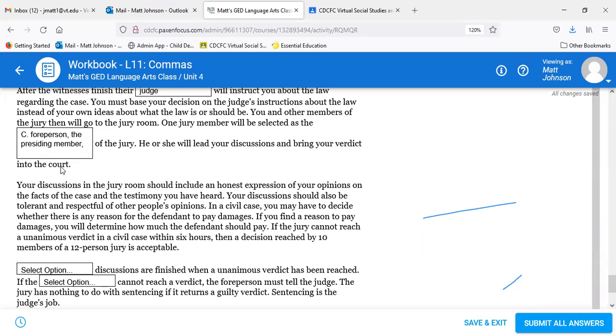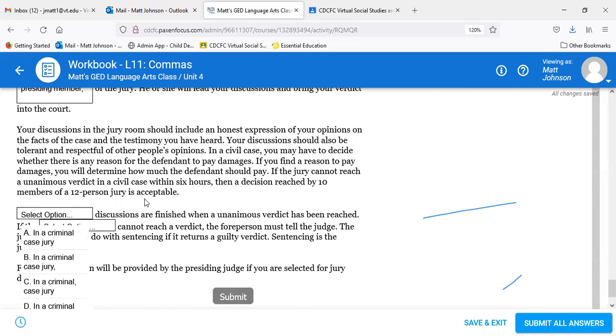Your discussions in the jury room should include an honest expression of your opinions on the facts of the case and the testimony you have heard. Your discussions should also be tolerant and respectful of other people's opinions. In a civil case, you may have to decide whether there is any reason for the defendant to pay damages. If you find a reason to pay damages, you will determine how much the defendant should pay. If the jury cannot reach a unanimous verdict in a civil case within 6 hours, then a decision reached by 10 members of a 12-person jury is acceptable.